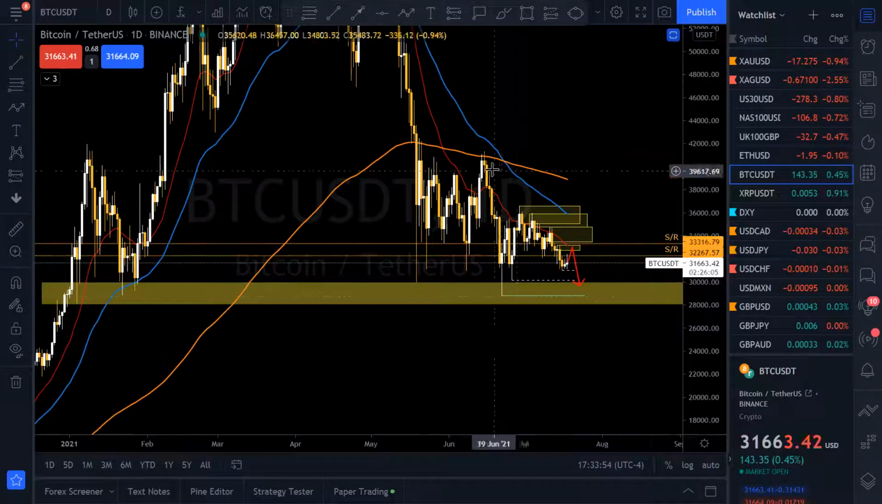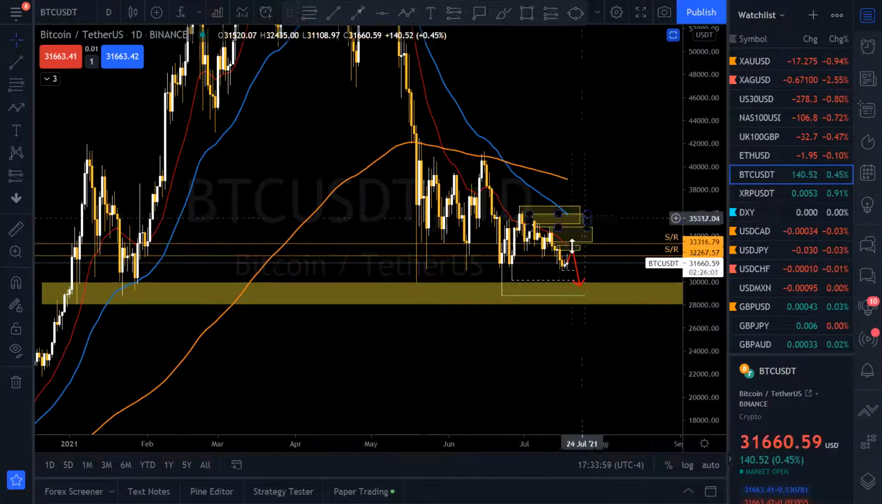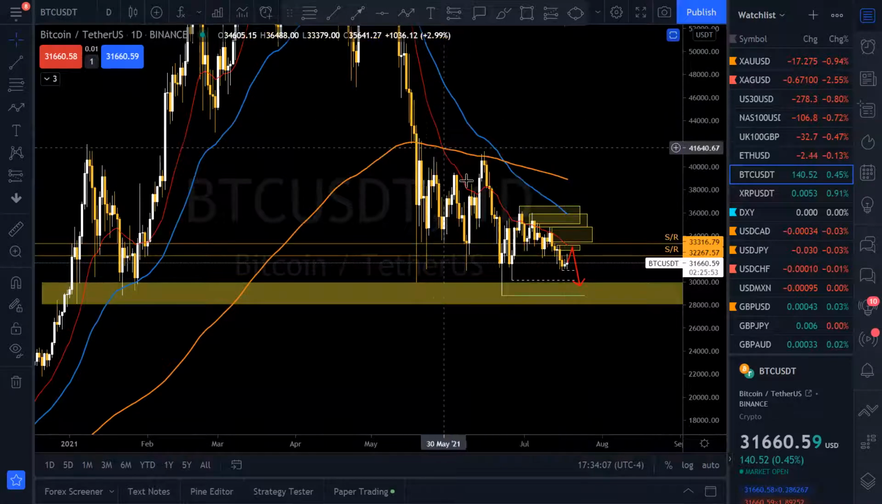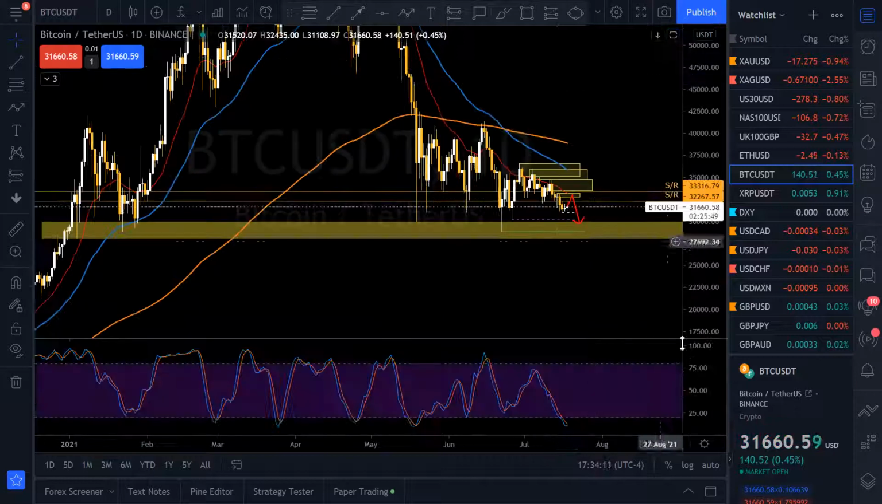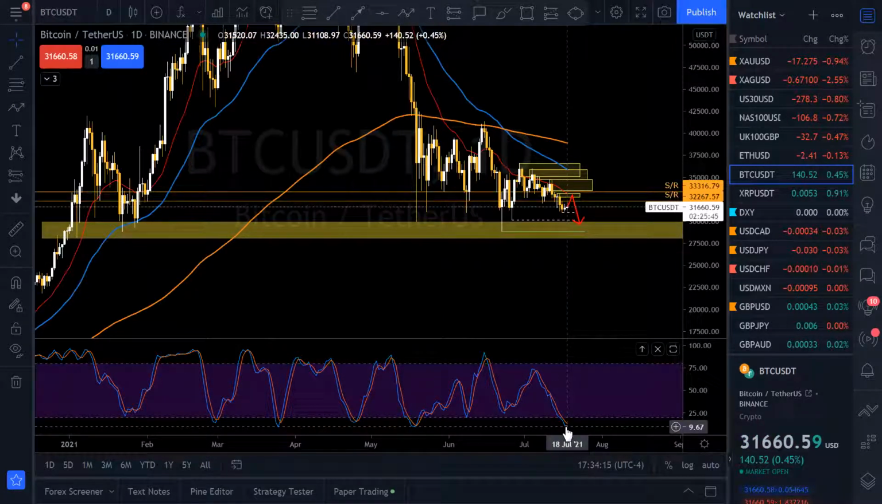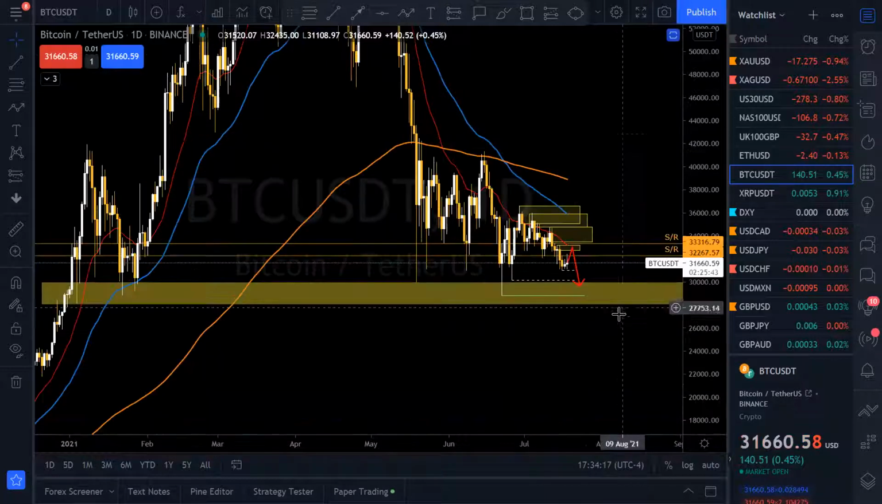But you see how the pullbacks are getting weaker. And we have a cross of the 50 over the 200. The 20 has already crossed it. This is on the daily. It's not looking good for Bitcoin. It's oversold here on the daily.